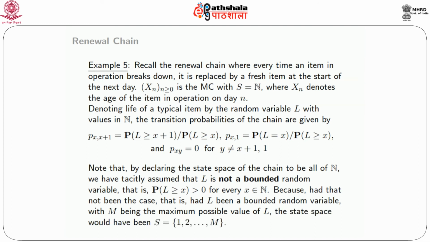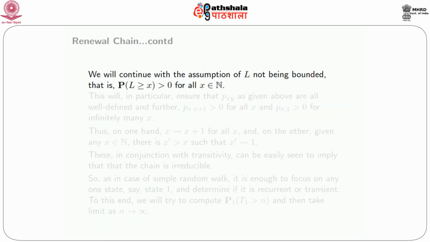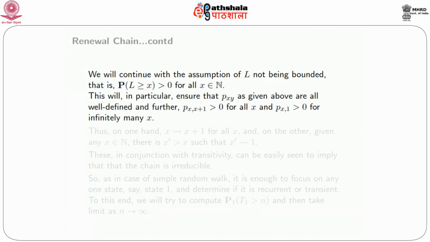Why unbounded? Because had that not been the case, that is, had L been a bounded random variable with M being the maximum possible value of L, then clearly the state space would have been simply 1 up to M, because no item would have lasted for more than M days. So we continue with this assumption of L not being bounded. This will in particular ensure that Pxy as given above are all well defined, and further that Px,x+1 is strictly positive for all x. That comes from the formula for the transition probabilities. And also Px1 is strictly positive for arbitrarily large x.